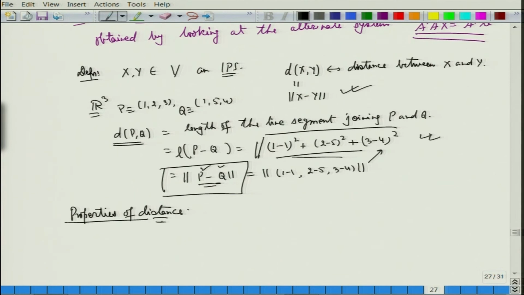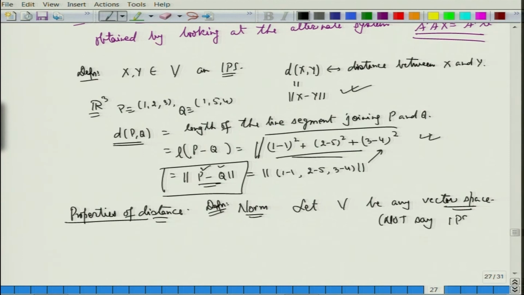So, in place of distance, the word you use is, all right, norm. So, let me look at norm. So, what is a norm? So, definition of norm. Given any inner product, let V be any vector space. Note, I am not saying it is an inner product space, not saying IPS, I am just saying it is a vector space, all right.